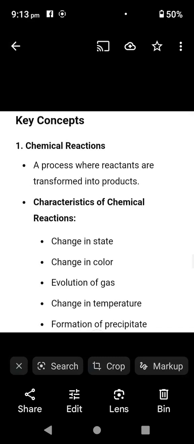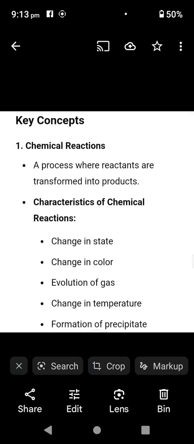Our first topic is chemical reaction, a process where reactants are transformed into products. So a chemical reaction is a process where reactants are transformed into products. Let's take an example of carbon and oxygen. Carbon and oxygen are the reactants and they transform into a product, carbon dioxide.